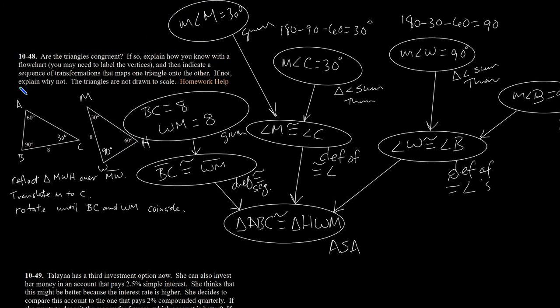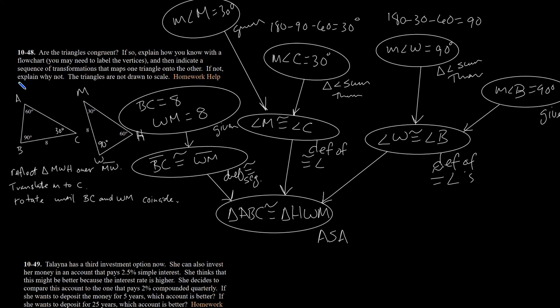And I think we probably could even throw more steps in there. I think this is a good number of steps. I definitely established that angles M and C were 30 degrees. I definitely established that angles W and B were both 90 degrees. Because those angles have the same measurement, they're congruent to each other. We were given that BC and WM were equal to 8. Because they're equal to 8, they're congruent to each other.